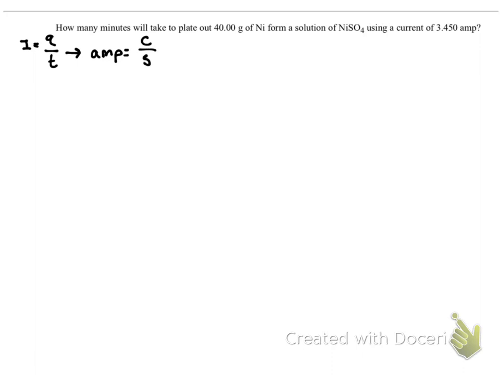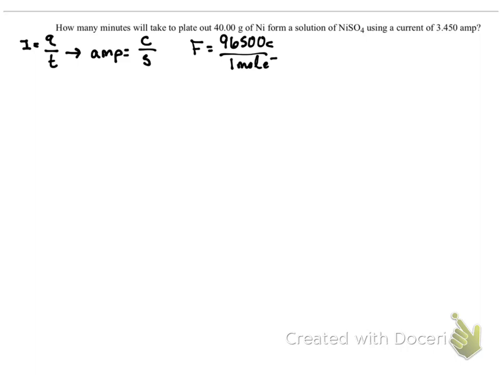We're going to look at the formula for electric current, which is I equals Q over T, which basically says that amperes equals charge in coulombs over time in seconds. This is going to help us later when we're setting up our equation. We're also going to utilize Faraday's constant, which is 96,500 coulombs over 1 mole of electrons. That's what that constant means.